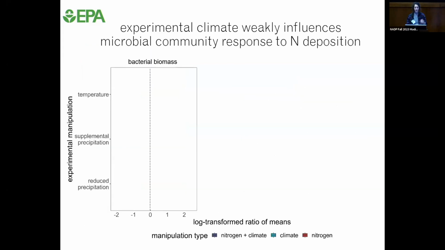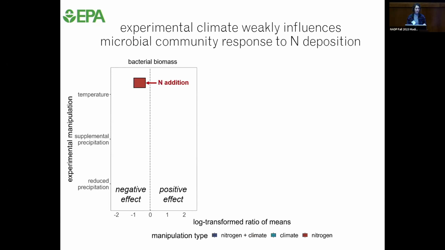Okay, so now to finally walk through some data, we found that experimental climate actually weakly influences microbial community responses to nitrogen deposition. So I'm going to walk through an example of the data that I'll show you, and then I'll show you real data. So on the x-axis is the log transformed ratio of means, which is basically the difference between the treatment and the control. And anything to the left of this dotted line at zero means that there's a negative effect of the treatment relative to the control, and anything to the right indicates a positive effect.